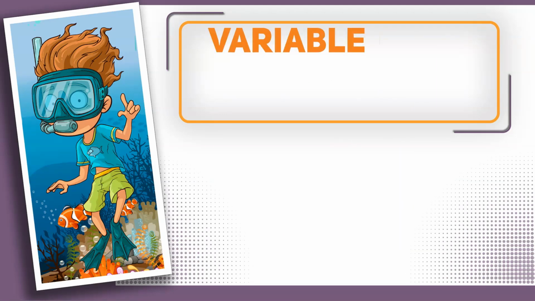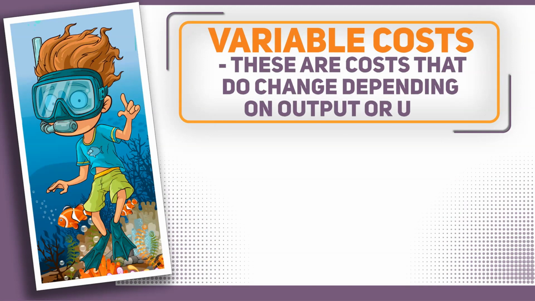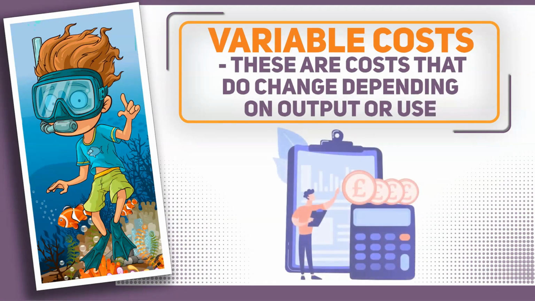And then there's variable costs, which on the other hand are costs that do change depending on output or use. The more sales that Josh has, the higher the credit card fees he will pay on those transactions. In another example of a sandwich shop, the more sandwiches are sold, the more bread is needed. The bread here is a variable cost.